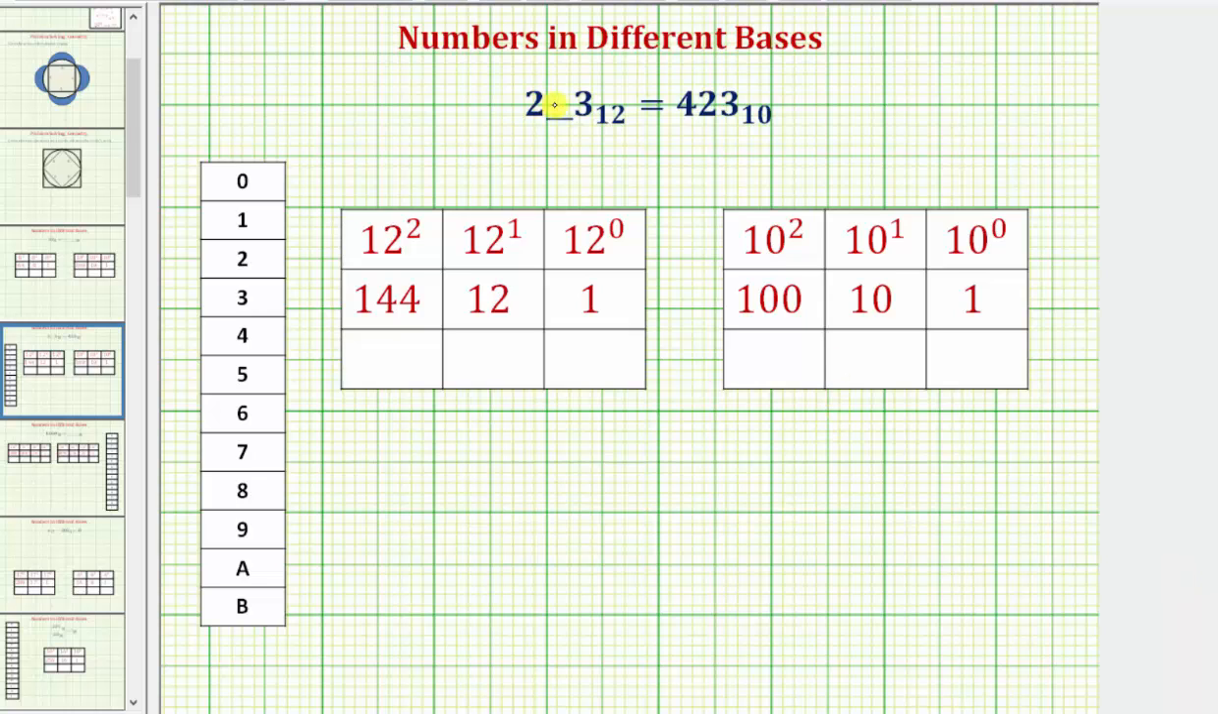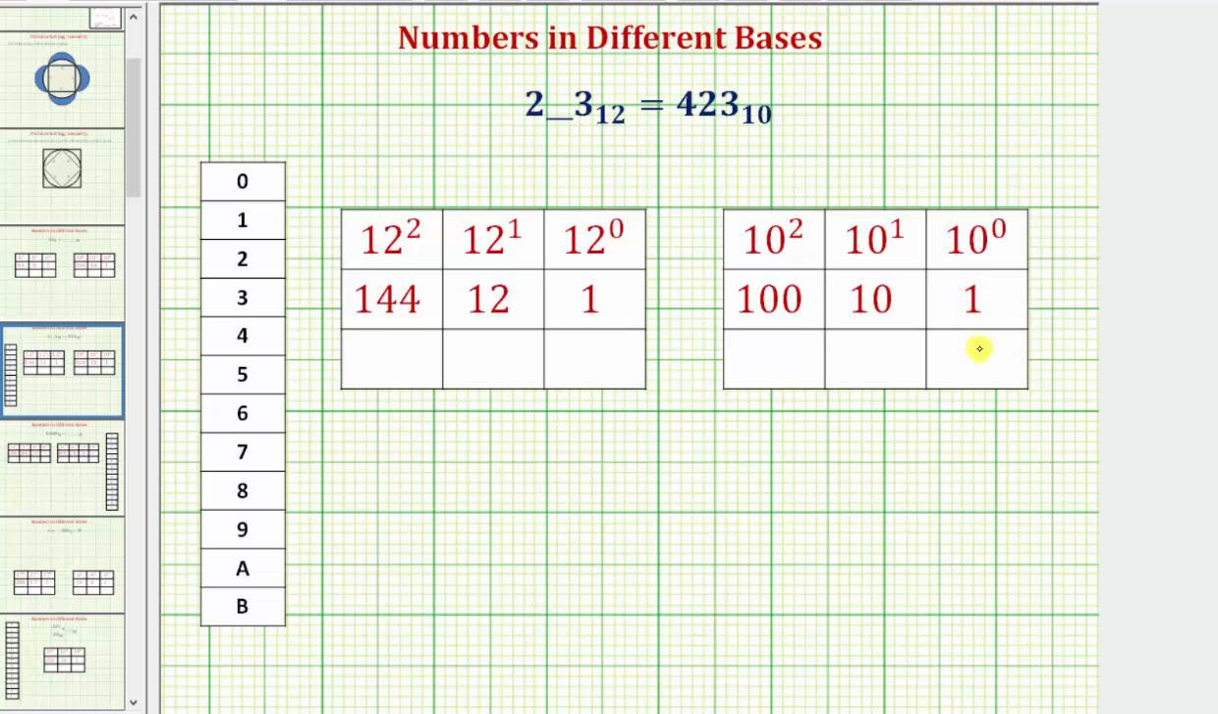In this example, we're asked to find the digit of this number here in base 12 so that this number is equal to 423 base 10. We know in base 10 the place values are based upon powers of 10. Starting on the right, we have the 10 to the 0 ones place value, then the 10 to the first or tens place value, then the 10 squared or 100s place value.